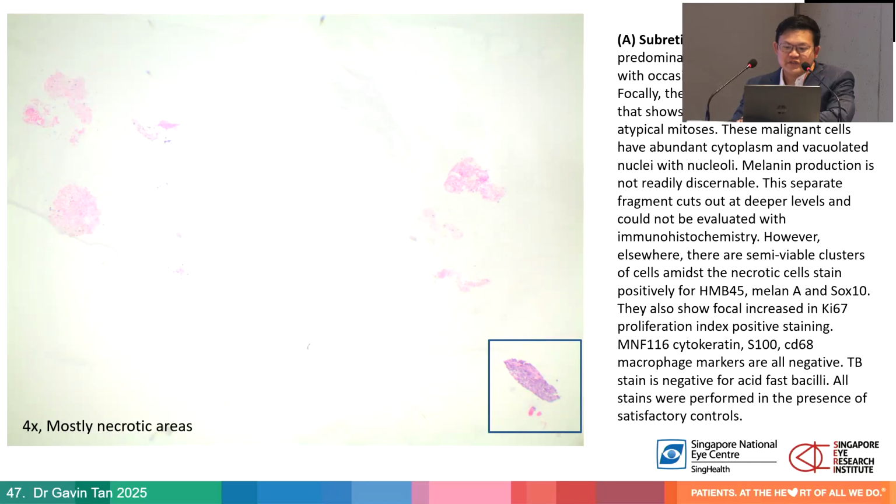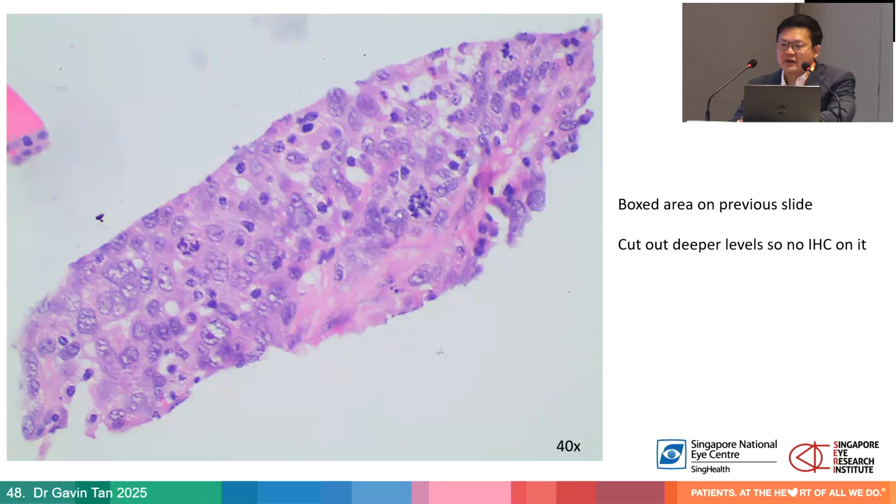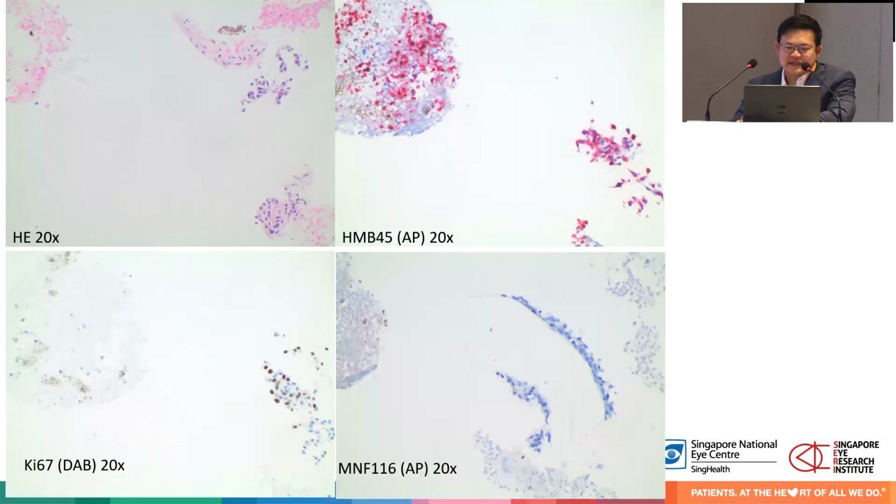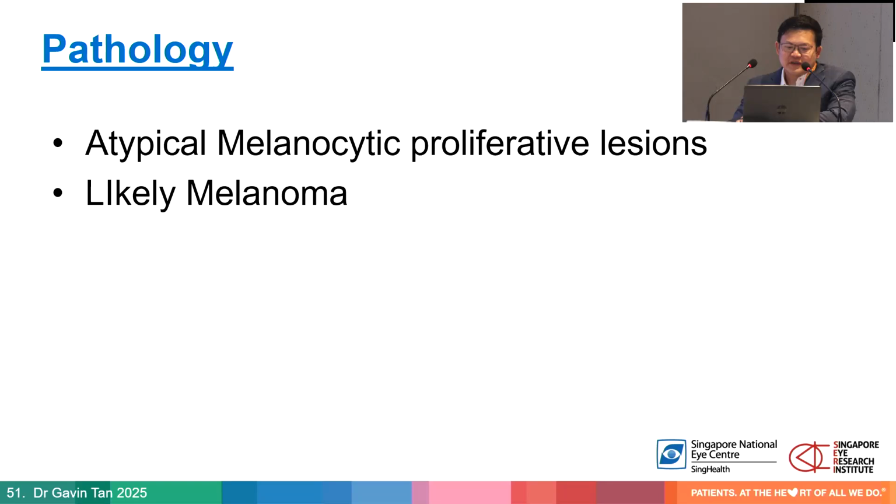This was the more superficial portion, which mainly showed necrotic cells, so that white vascular, much softer tissue that we saw in the biopsy was mostly necrotic cells. And these were the stainings, not too much significant. So I think the conclusion from this was that it was an atypical melanocytic proliferative lesion, and the call based on that core biopsy was likely a melanoma.